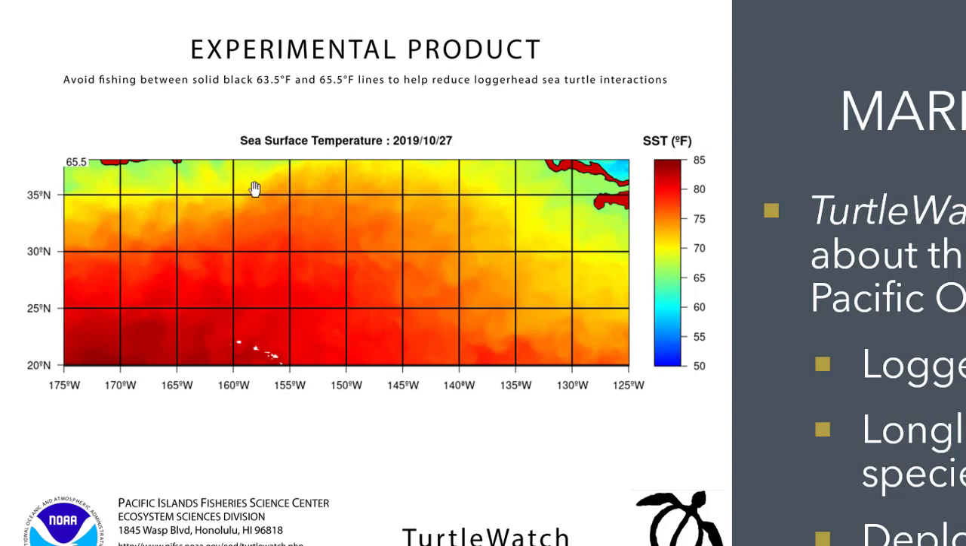So, for example, this is a map for October 27, 2019. A clear indication could be given to fishers not to fish in these areas within the solid black line, where we have this temperature, to help reduce loggerhead sea turtle interaction.